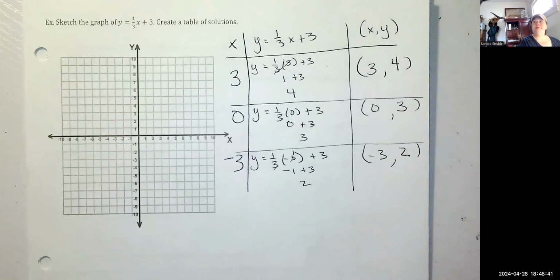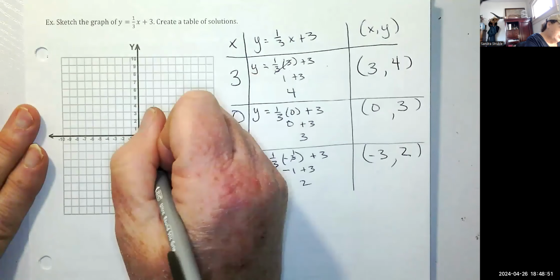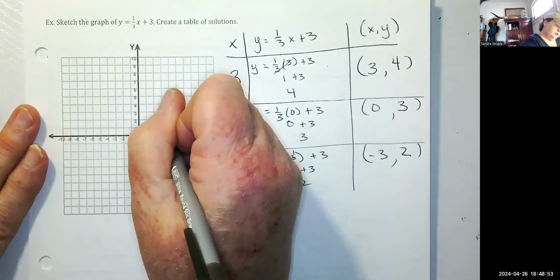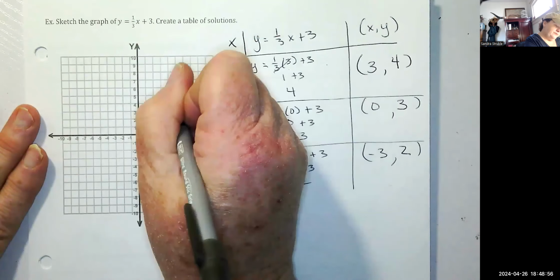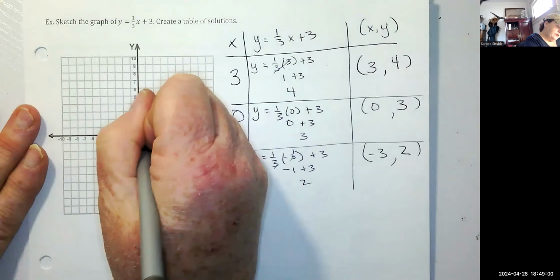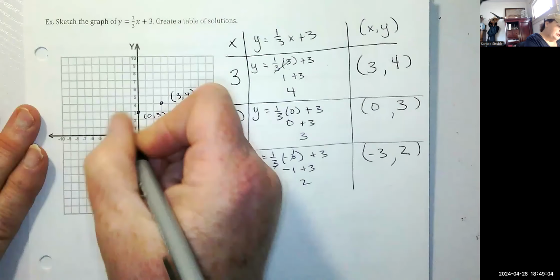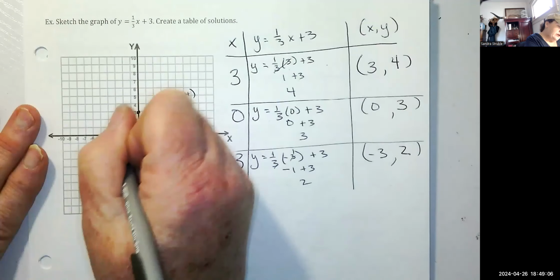So if you were with me up to this point, please pause the video and go plot these ordered pairs and see how your line turns out. Okay, and then if you're back, let's do this. So 3, 4, I'm going to go to the right 3 and up 4. 1, 2, 3. 1, 2, 3, 4. The next one is 0, 3. Right there. And the last one is -3, 2. 3, and then up 2.